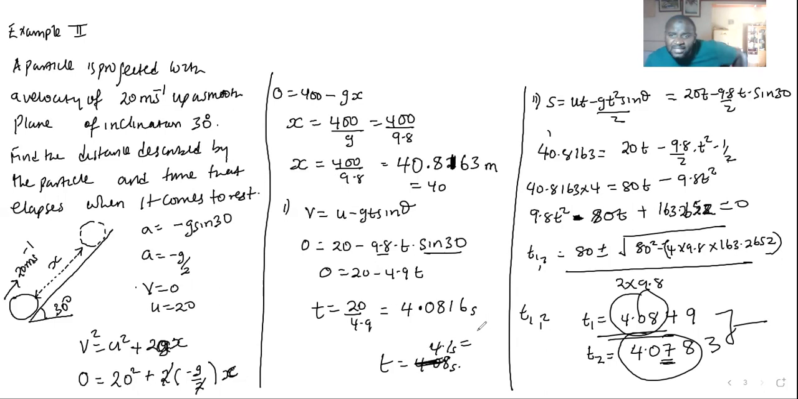Now, this lady is saying she's getting 0.4082. You must have missed a decimal somewhere when you put it in the calculator. Can you repeat it again? Go to where quadratics are, put a is 9.8, b is -80, and c is 163.2652. Yes, I've got it. Okay.